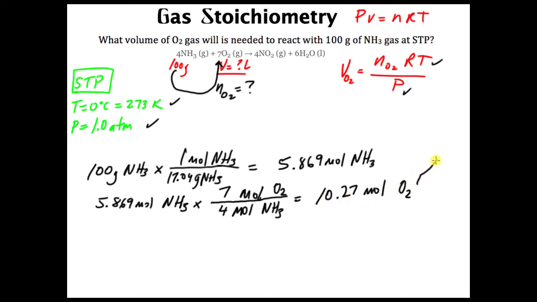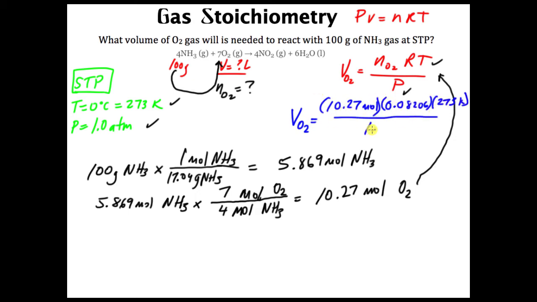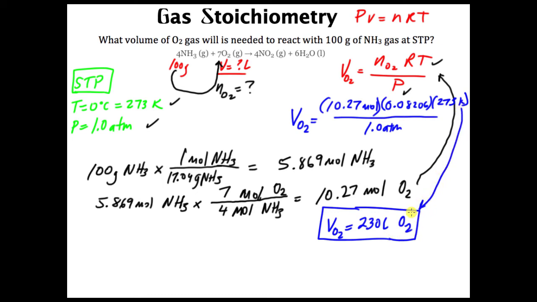Now I can come back here and plug back into my equation. And when I do that, I can say that my volume of oxygen is equal to, so my final volume for the oxygen, when I've finished doing that calculation, comes out to be 230 liters of O2 is required. So figuring out this solution gives me that answer.